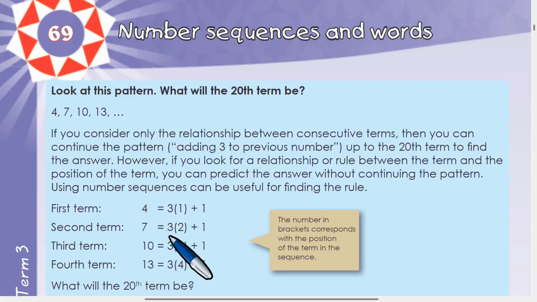You always say the first term, then the second term, then the third term, and the fourth term. Then the number in the brackets corresponds with the position of the term in the sequence. So let's start with this one. The first term is 4. You can see that the number in the brackets corresponds with the position of the term. So now this is position 1, so you put 1 in brackets. Then you fill in the other blanks, which becomes 3 times 1 plus that.